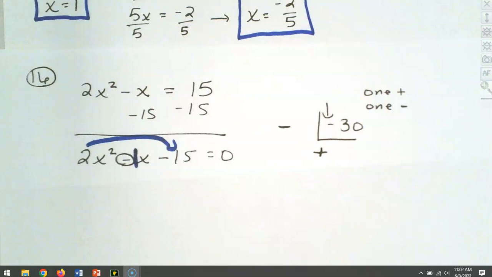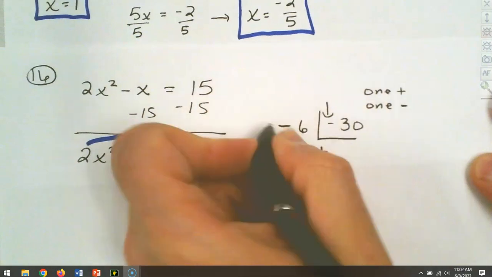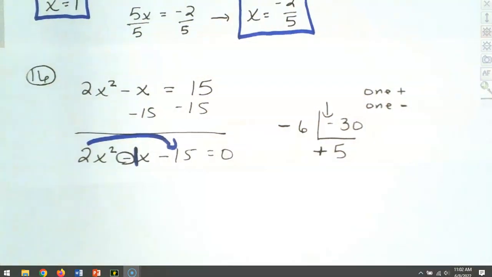Okay, look at 30. What does 30 end in? 0. That means it has to have a 5 or a 10 in it. So let's try 5. What if we use 5? It'll work, won't it? Because that would be 5 and 6. So we need a negative 6 and we need a positive 5.